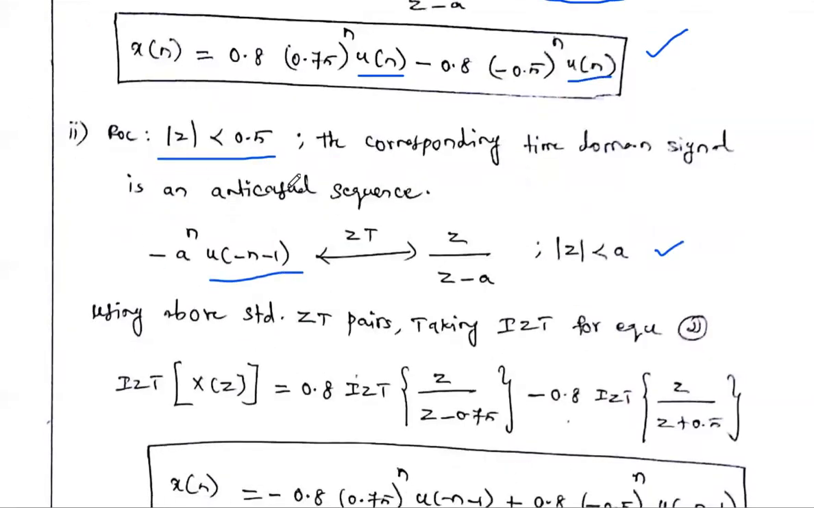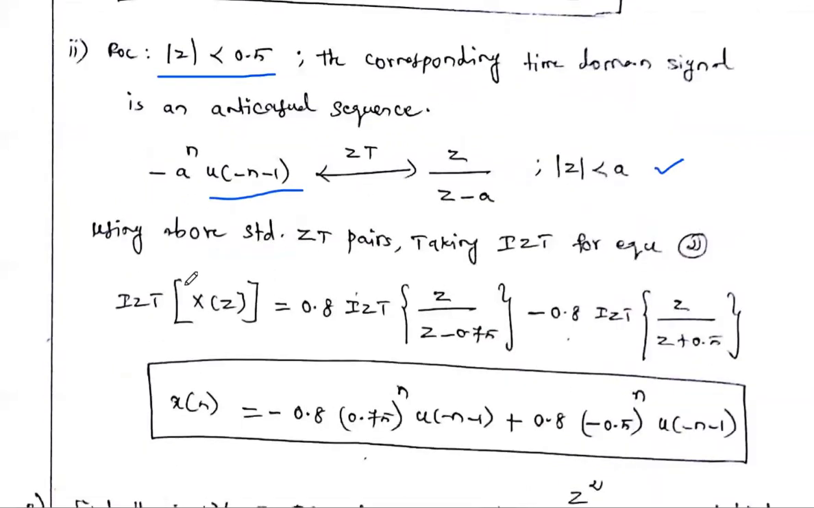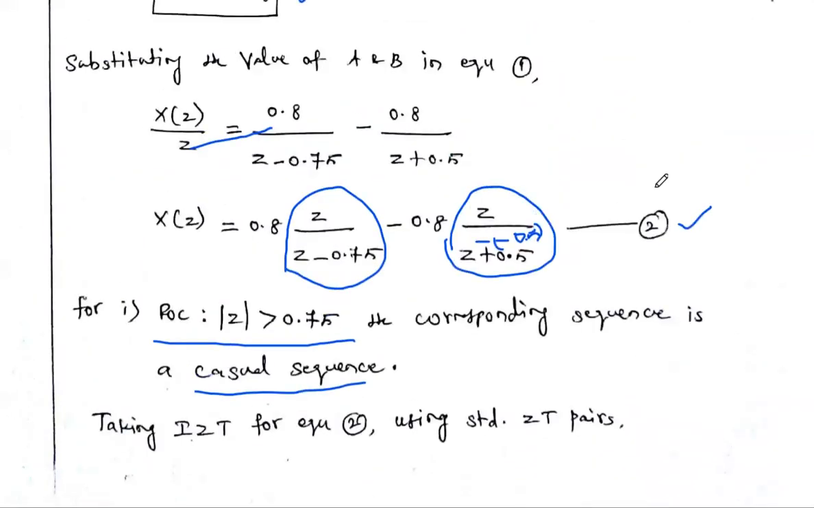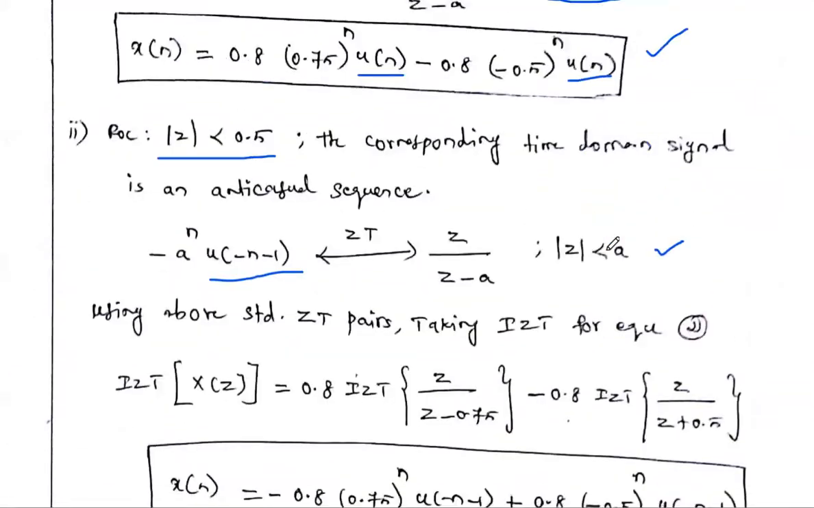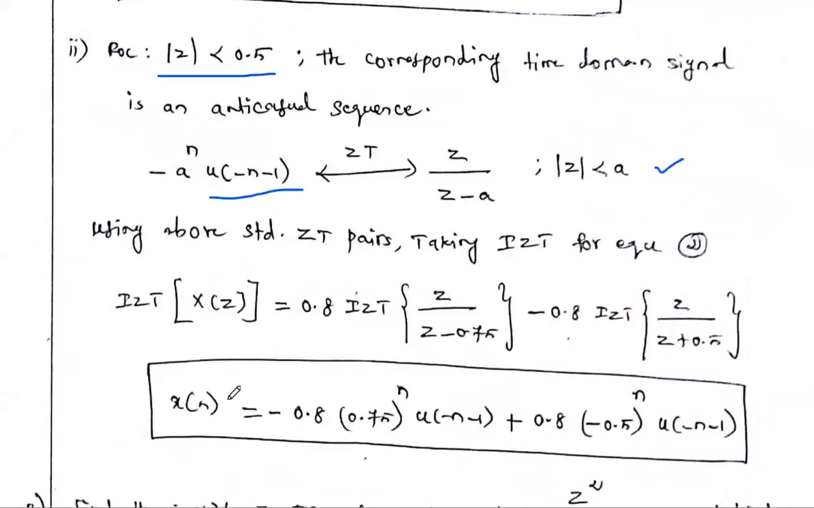According to this statement, we have to take the inverse Z transform of our equation number 2. So we get x of n, which is equal to 0.8 into the inverse Z transform of Z by Z minus a. Z by Z minus a has the inverse Z transform minus a power n. What is the value of a here? 0.75. So I put minus here: minus 0.75 to the power n u of minus n minus 1.